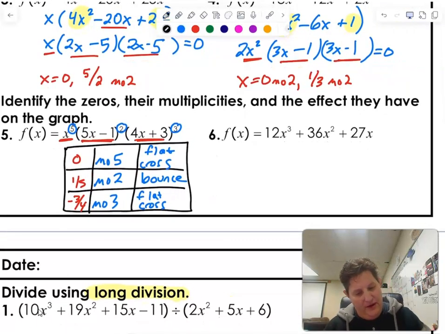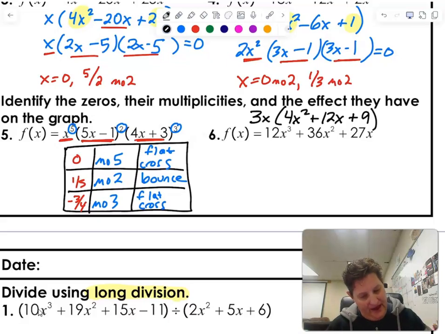Now this next one, we have to factor it before we can determine our zeros because this one's not factored out. Okay, I can take out a 3x, and I'm left with 4x squared plus 36 divided by 3 is 12x plus 9. And then that factors to 2x plus 3, 2x plus 3.